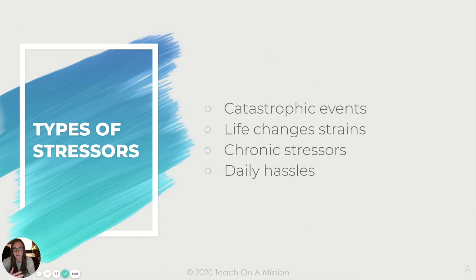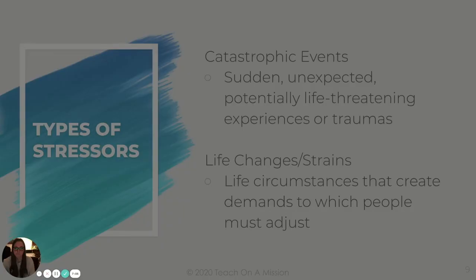Types of stressors, we have four. We're going to break them down individually. We have catastrophic events, life changes, strains. So basically any big life change, chronic stressors, and daily hassles. So let's break these down.